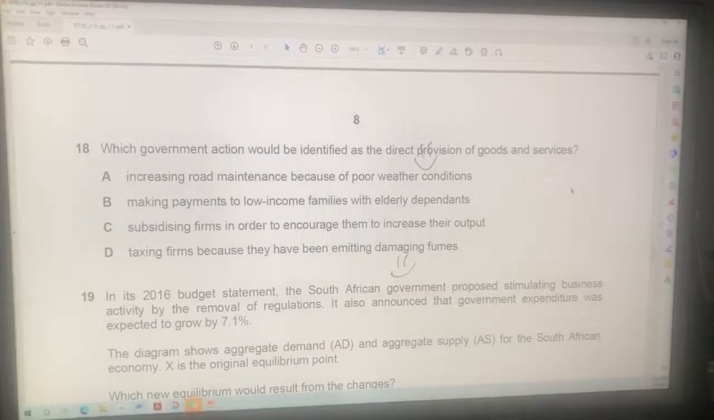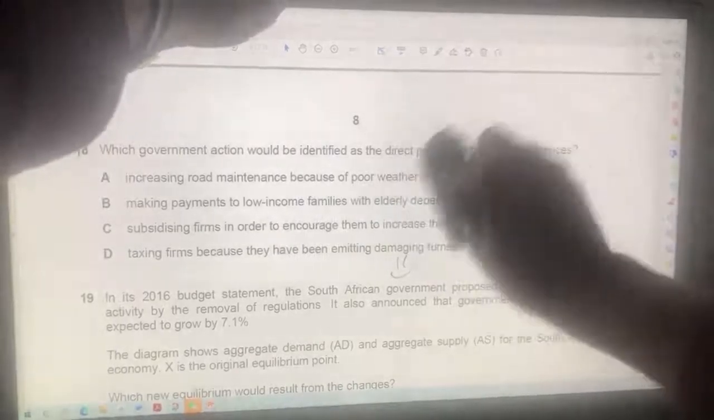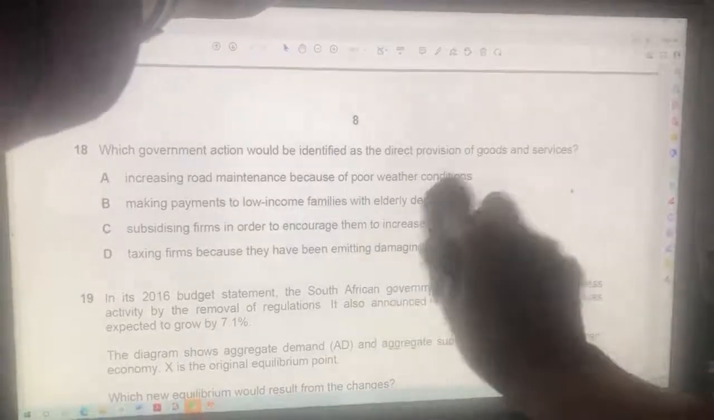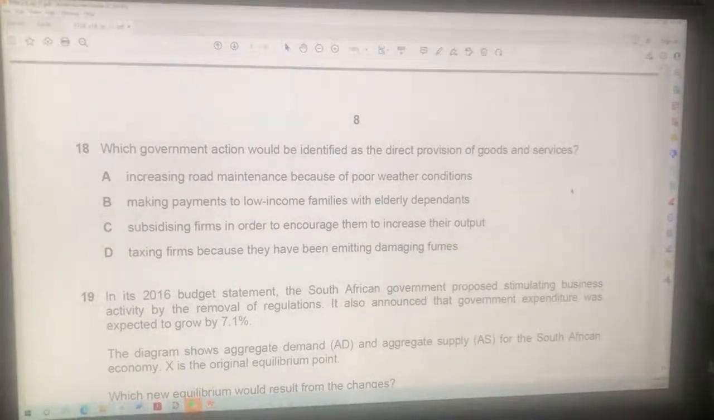Question 18 says, which government action would be identified as the direct provision of goods and services? A says increased road maintenance because of poor weather conditions.